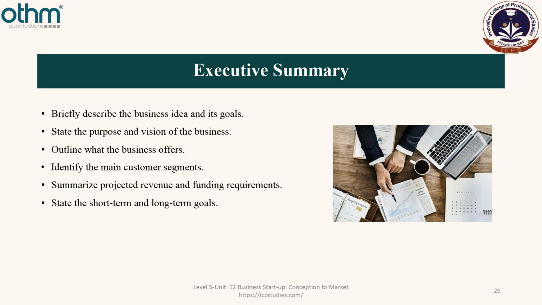So first we have to write the executive summary in which we briefly describe the business idea and its goals. We state the purpose and vision of the business. We also outline what our business is offering. We also identify the main segments of the customers that we are targeting. We also summarize the projected revenue and funding requirements. We also state the short-term and long-term goals.